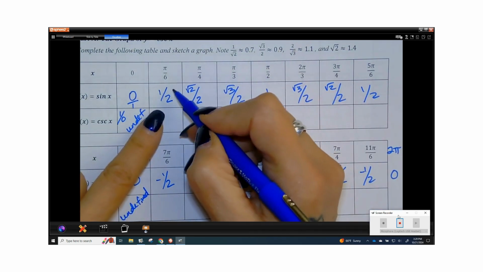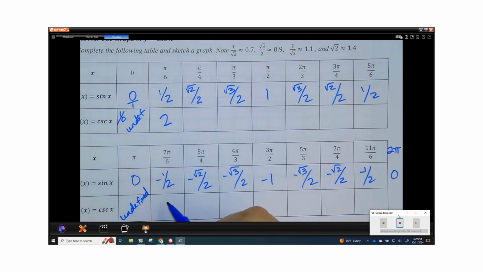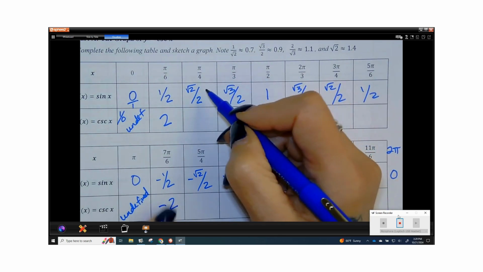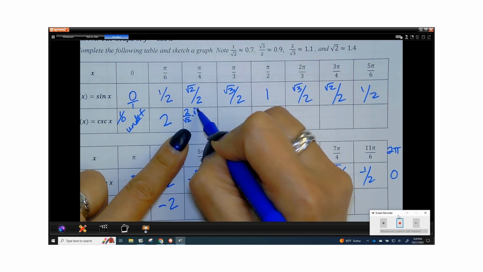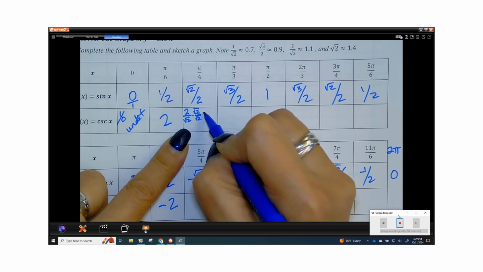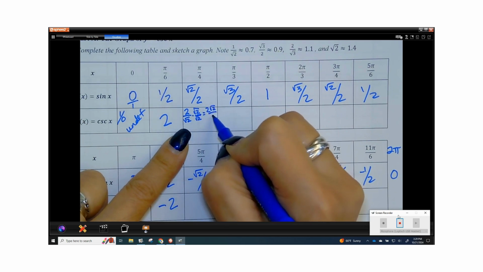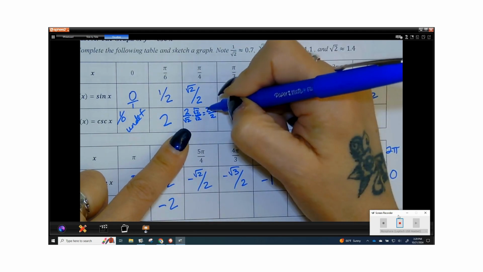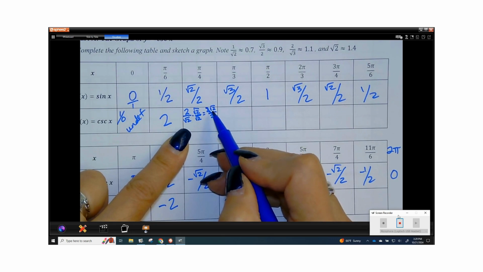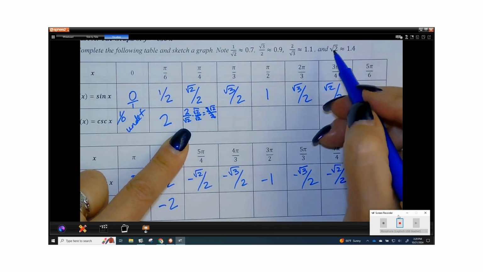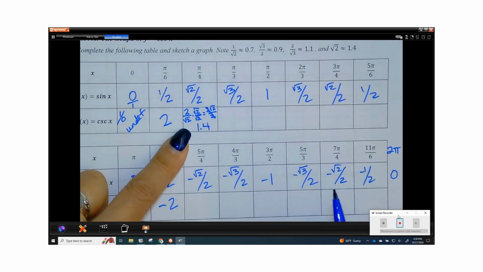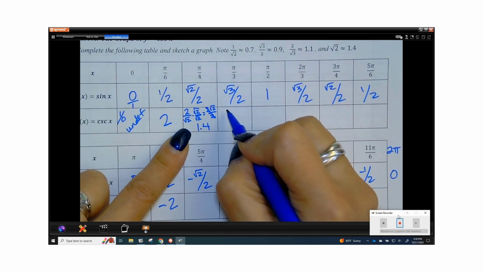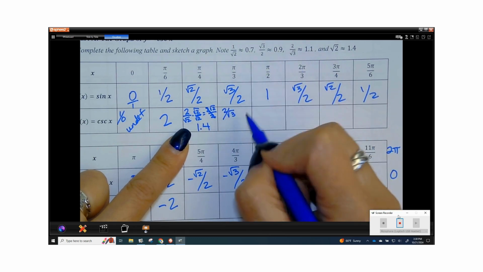Okay, take the reciprocal of this, we get 2. Take the reciprocal of this, we get negative 2. Take the reciprocal of this, we get 2 over the square root of 2. Now, if we don't like the square root in the denominator, this is 2 square root of 2 over 2, because those cancel the radical, which is just square root of 2. So for this, because we're going to be graphing it, I'm going to use this value, 1.4. So the reciprocal of this is 1.4. Square root of 3 over 2 is 2 over the square root of 3, which is 1.1.